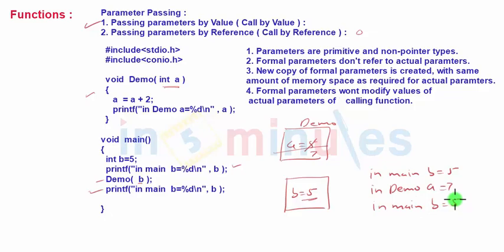So we can see here parameters are primitive types. The first point, you can see formal parameters don't refer to the actual parameters. You can see a is not at all referring to b, so there is no connection between a and b. A new copy of formal parameters is created with the same amount of memory space as required for the actual parameters. So the amount of space required for actual parameters and formal parameters is the same, and formal parameters won't modify the values of the actual parameters. You can see as we modify a, there is no modification in b. So these points and this example you can give as an answer for passing parameter to function by value.